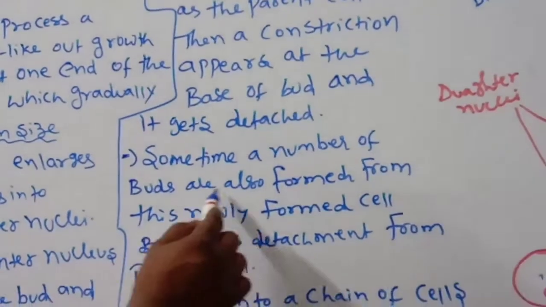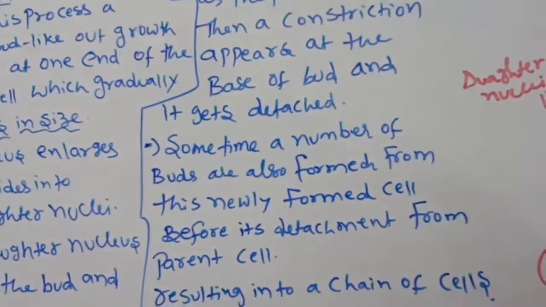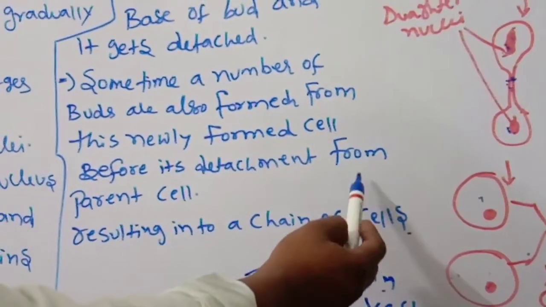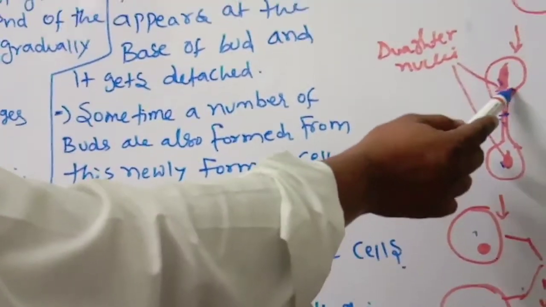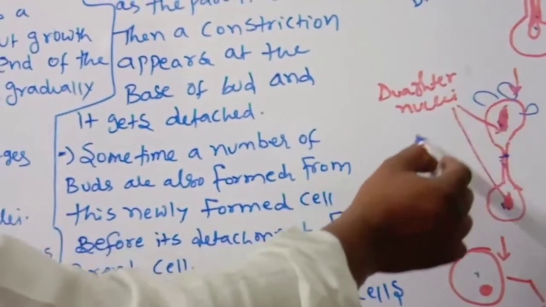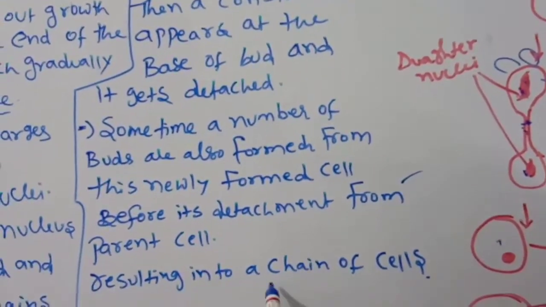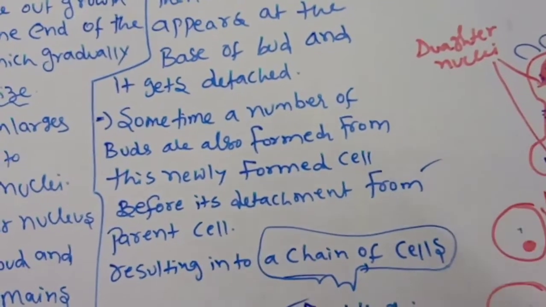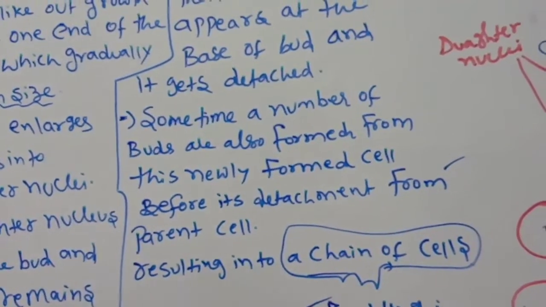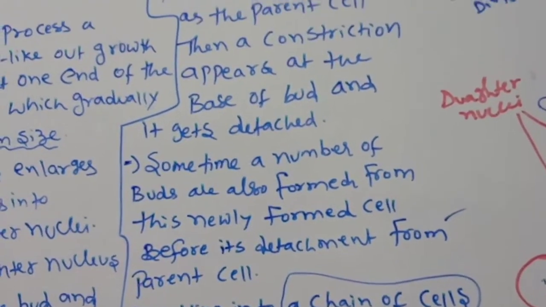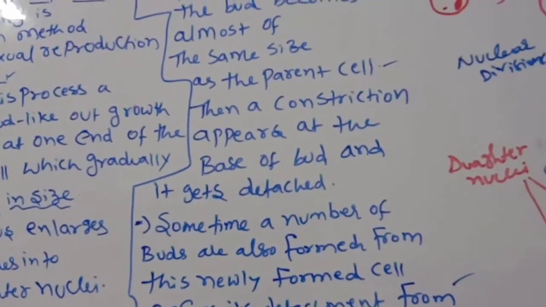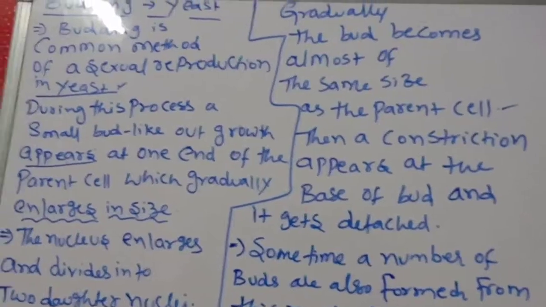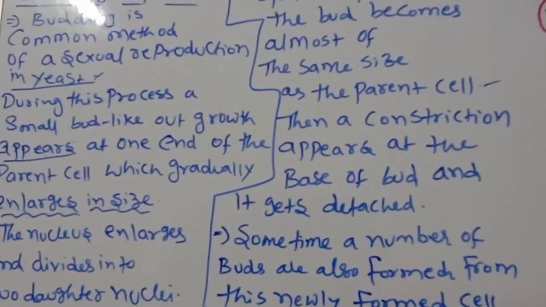Sometimes a number of buds are also formed. From this newly formed bud, a number of buds will be formed before its detachment from the parent cell, resulting in a chain of cells. So this is about budding of the yeast. Okay, children, that is called budding of the yeast.